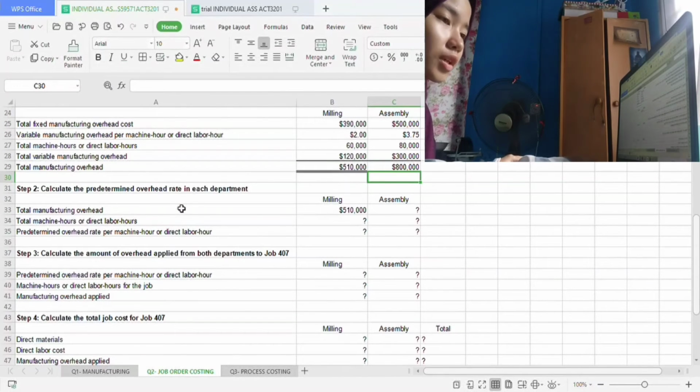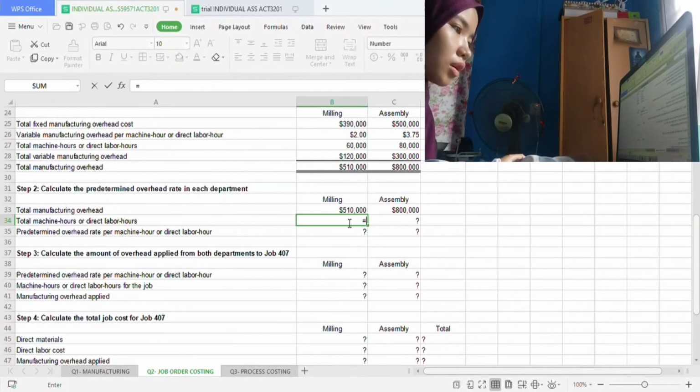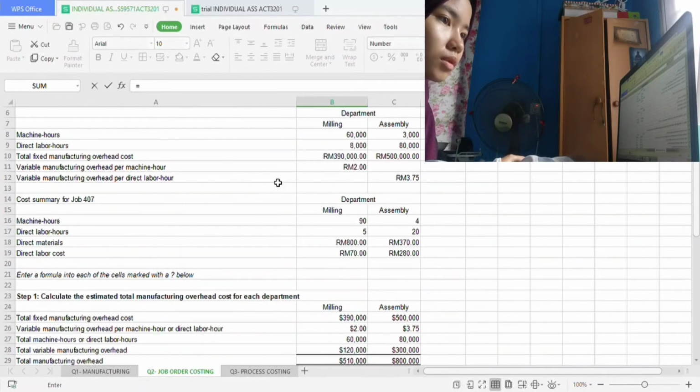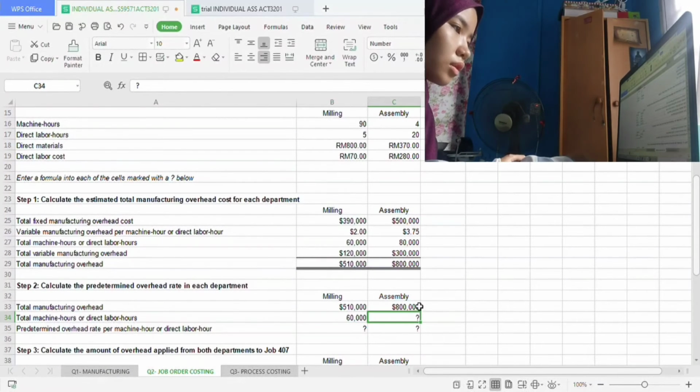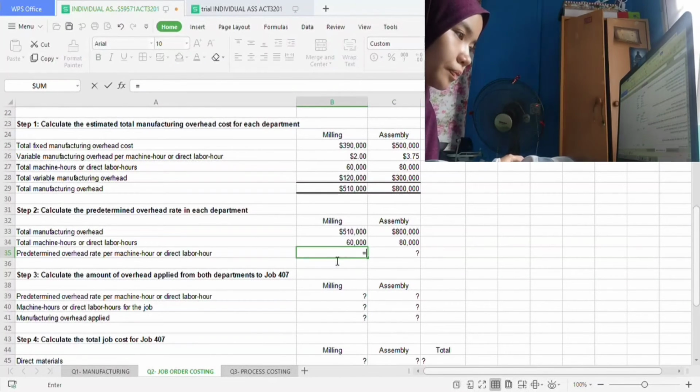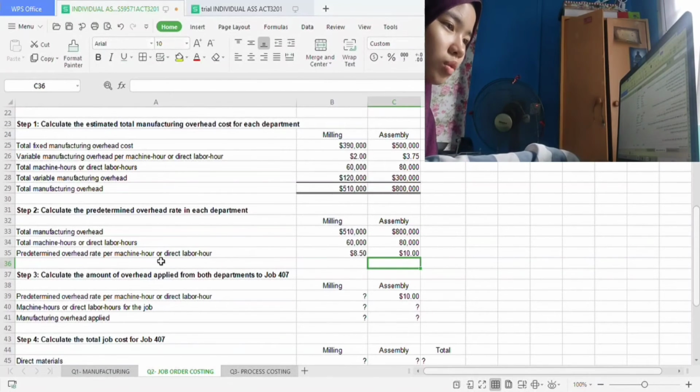Step 2, calculate the predetermined overhead rate in each department. We get this from the total MOH and the total machine hours or direct labor hours. To get the predetermined rate, we divide, so we get the predetermined overhead rate per machine hour or direct labor hour.